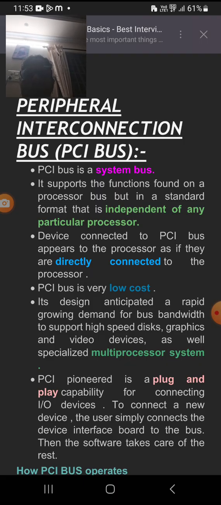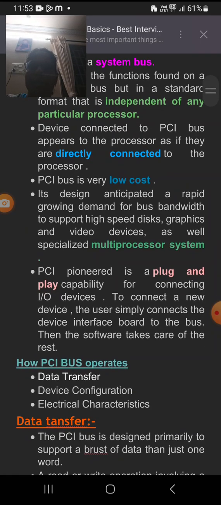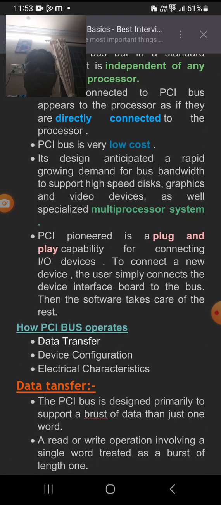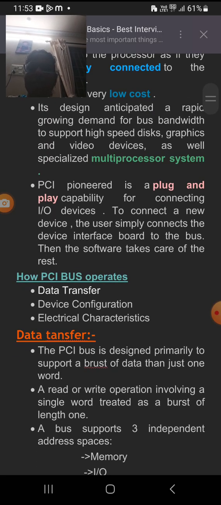To connect a new device, the user simply connects the device's interface board to the bus. So then the software takes care of the rest. PCI covers data transfer, device configuration, and electrical characteristics. So for data transfer, the bus is designed to primarily support burst data transfers, but it also supports read and write operations involving a single word, a read burst of length 1.